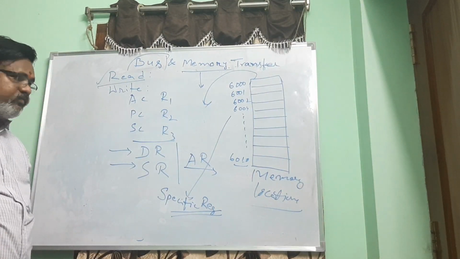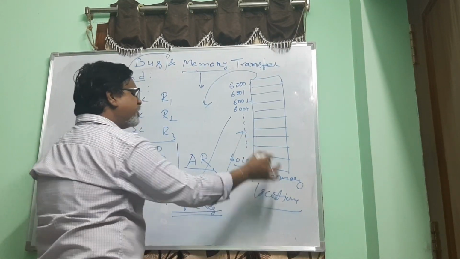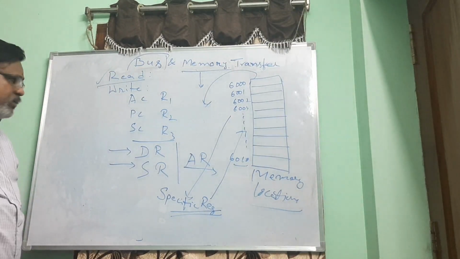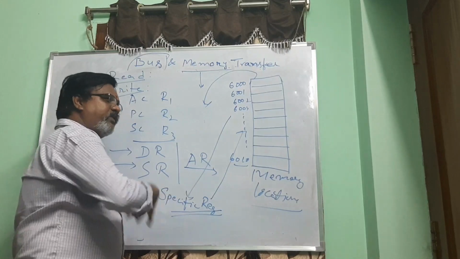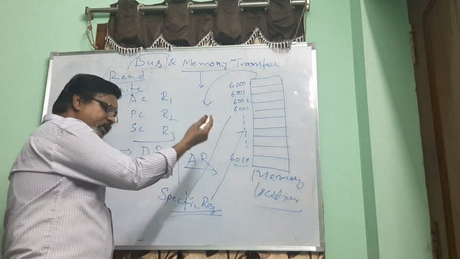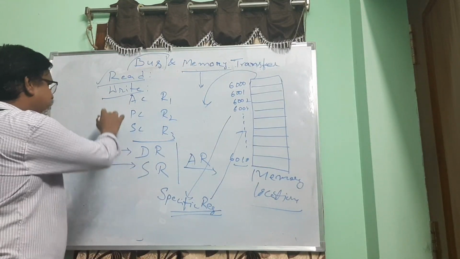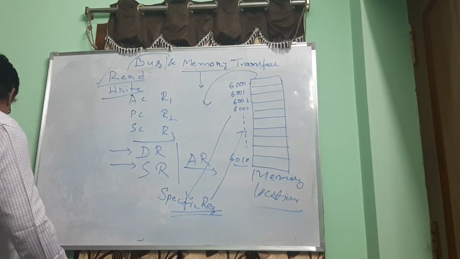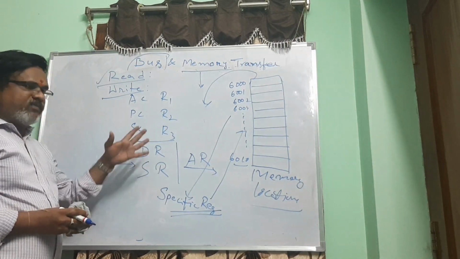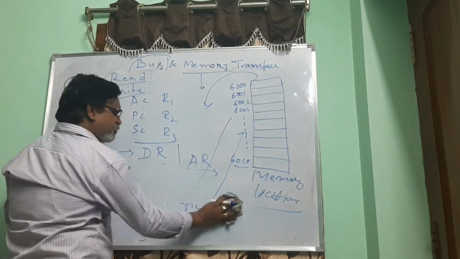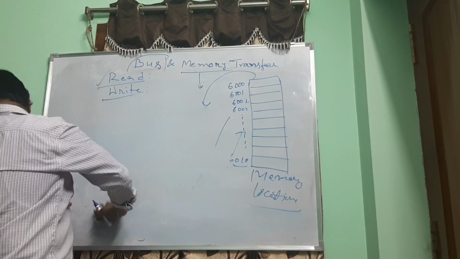And vice versa, if you are writing something from a specific register to the memory location, that is called a write operation. Or if you are loading or storing something from the specific register into a memory location, that operation is called a write operation. So what are the register transfer notations for this memory transfer operation? It is very simple.